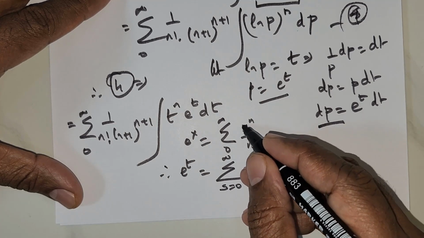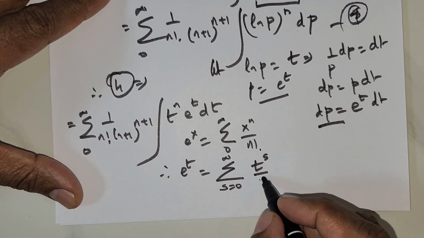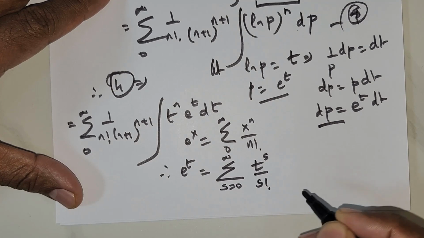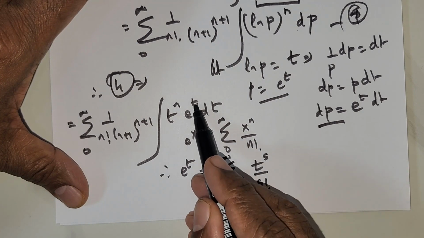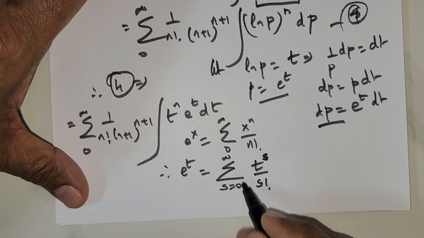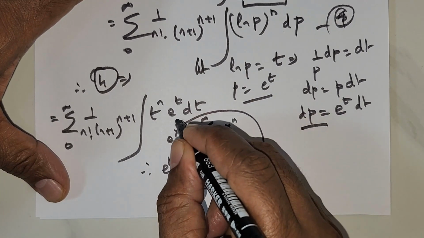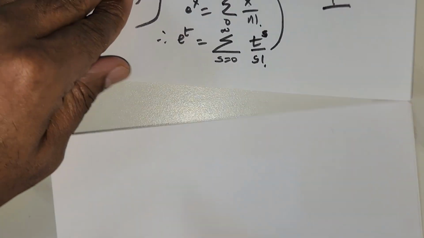Now I need to place this quantity there, so in place of n it is going to be s factorial. Now we are not utilizing x, we are utilizing t because we got e raised to the power of t. Okay, fair enough. So s is ranging from 0 to infinity. Now I would like to replace that value over here. Okay, so let me go to the new page.